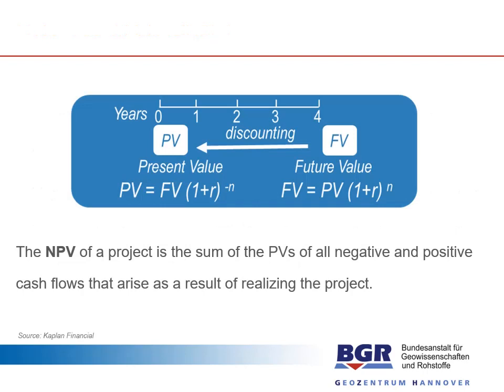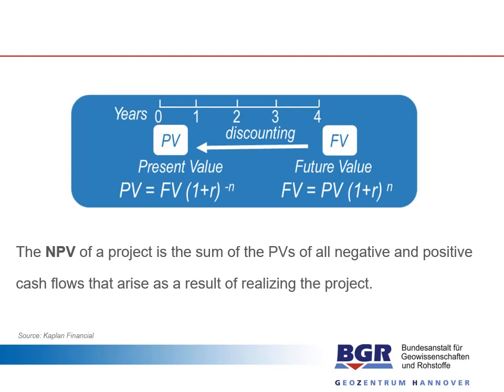So in this example, you have different cash flows at different times up to year five. And let's say that the cash flow is always the same. You cannot simply sum up all cash flows, but the cash flows in the future and also in the past will be discounted with a constant discount factor.